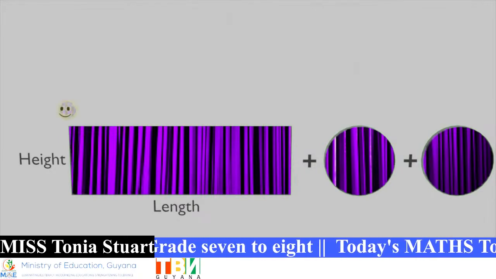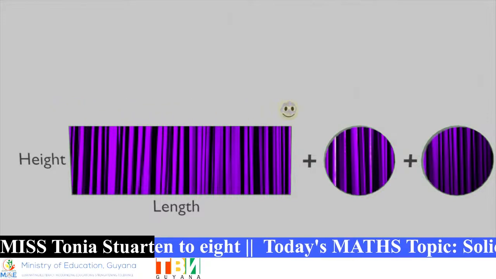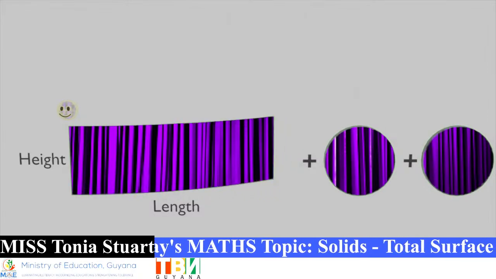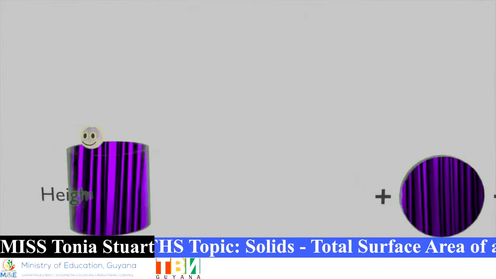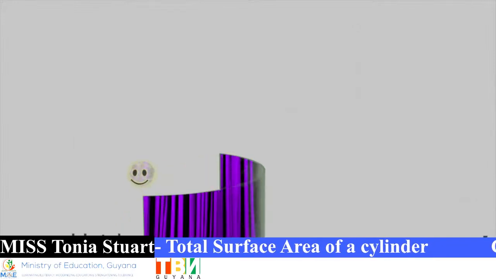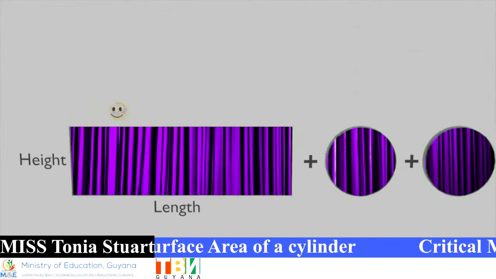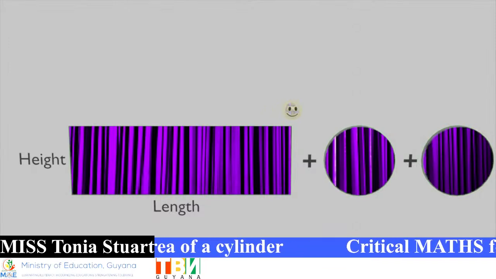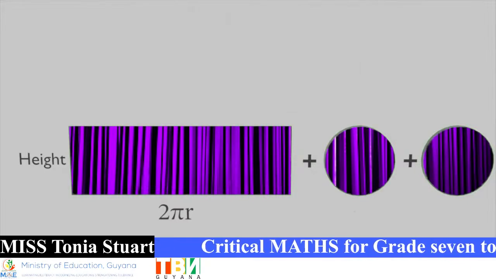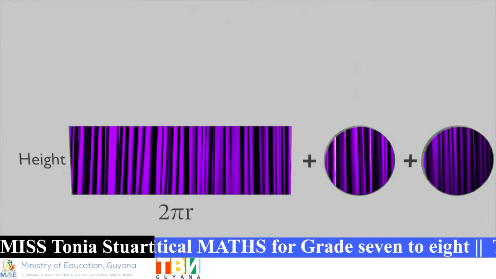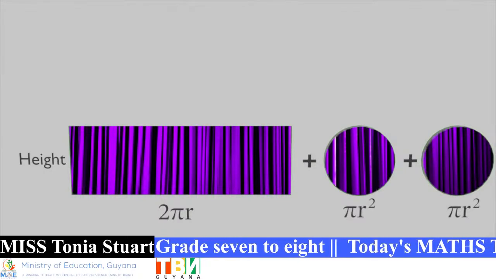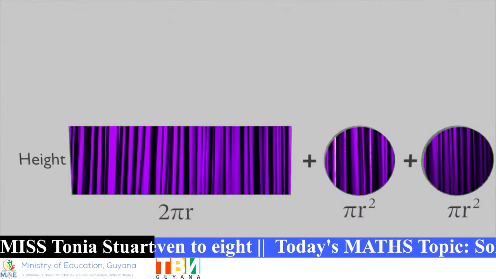The only tricky part is the length of the rectangle. It turns out, if I wrap this back around, you can easily see that the length of the rectangle is the circumference of the circle at the top of the cylinder. Again, the length is just the circumference of a circle, which is 2 pi r, where r is the radius of the cylinder. The area of each circle is pi r squared, where r is the radius of the cylinder. And the area of the rectangle is height times 2 pi r.